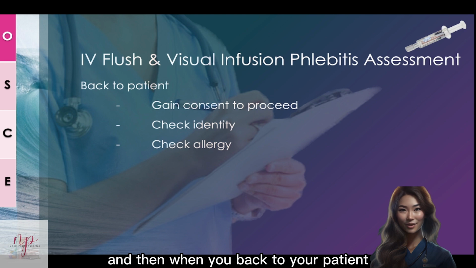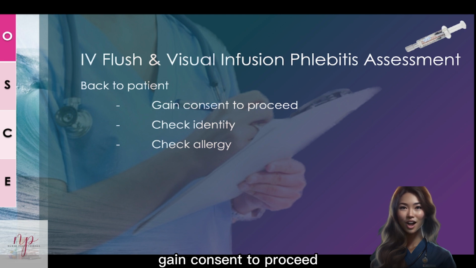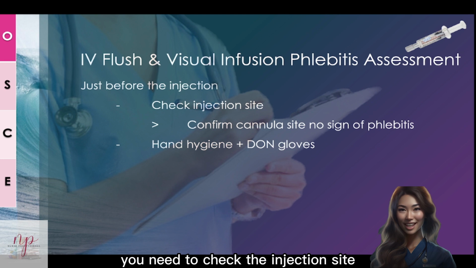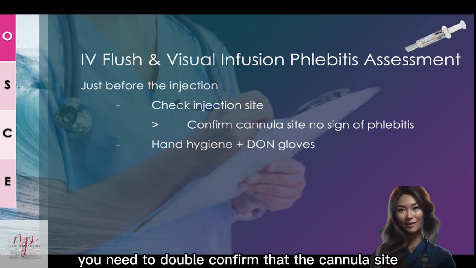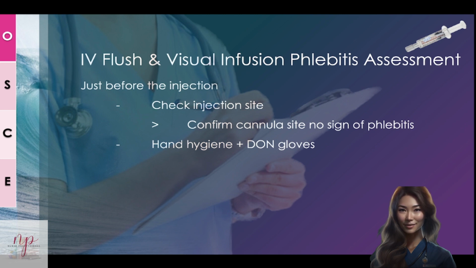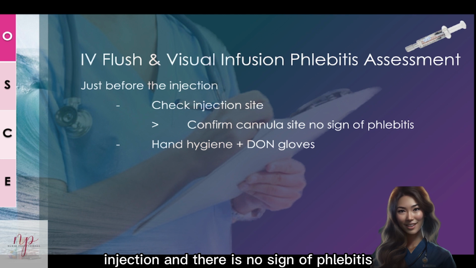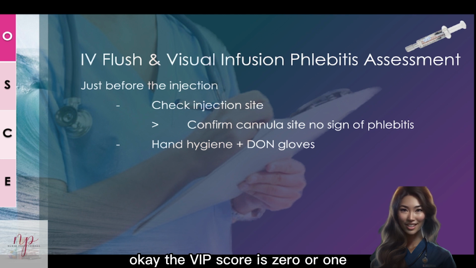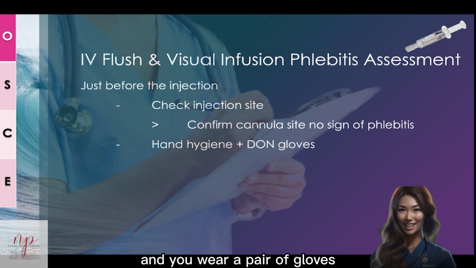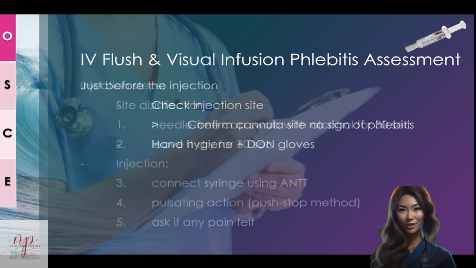And then when you're back to your patients, gain consent to proceed, check the identity again, and then check the allergy again. And then just before the injection, you need to check the injection site. You need to double confirm that the cannula site is good, is suitable for the NS flush injection, and there is no sign of phlebitis, okay? The VIP score is 0 or 1, okay? And then you do the hand hygiene and you wear a pair of gloves.